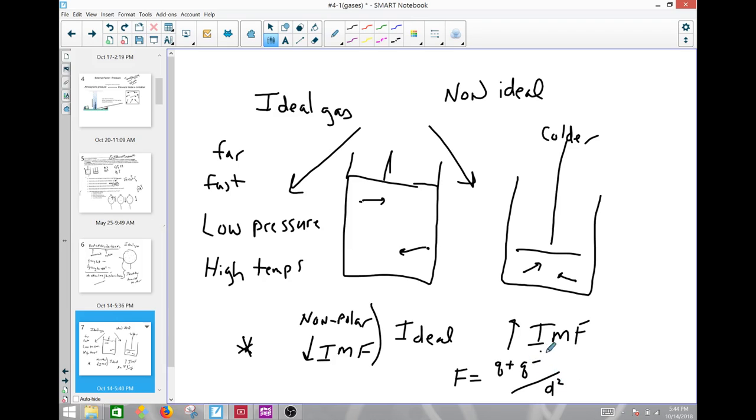Now, these top pieces here essentially are saying, are there some charges present here? If there are some charges present, then if we get them close enough together, they're going to generate some sort of attractive or repulsive forces. So whenever we're looking to compare which gases are more likely under the same conditions to act non-ideal, that's the one with the most intermolecular forces. That's an important concept.